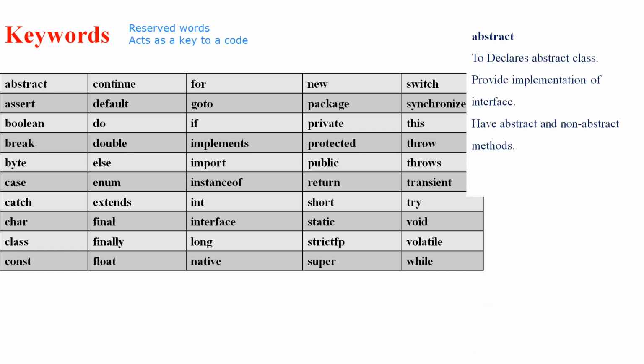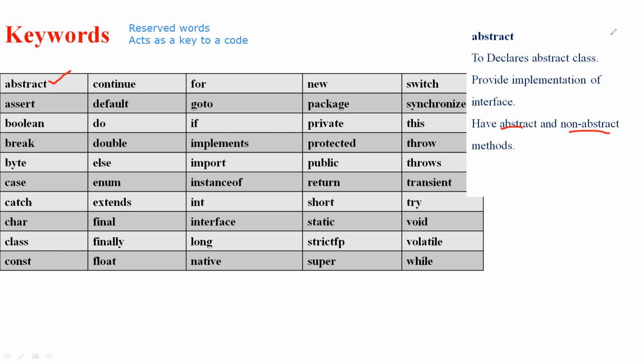The abstract keyword is used to declare an abstract class. This abstract class can provide the implementation of an interface. In order to provide the details of the implementation of an interface, we use this abstract keyword. It can have abstract and non-abstract methods, so it contains both kinds of methods. By using it, we can provide an implementation of interfaces, and it holds both abstract as well as non-abstract methods.